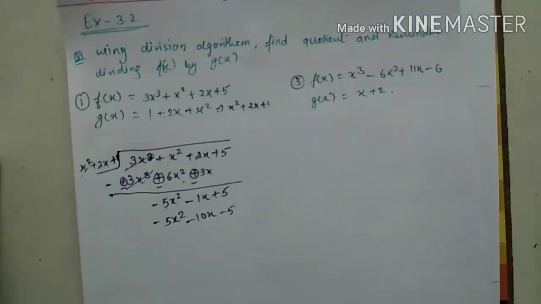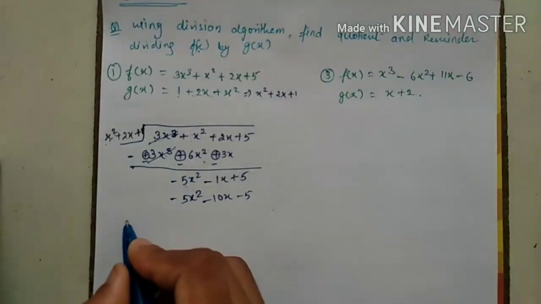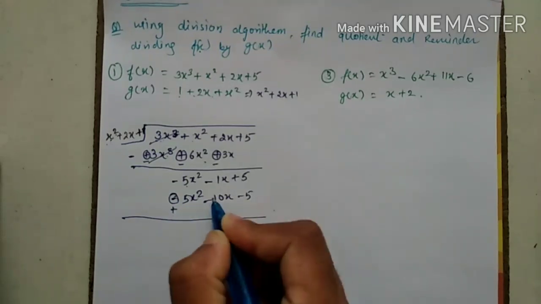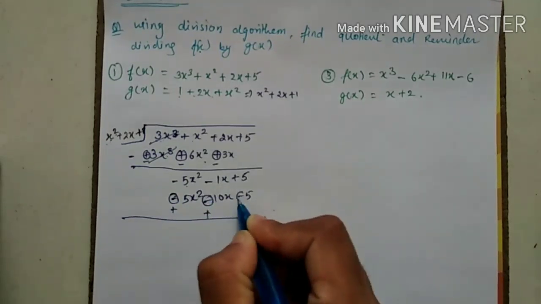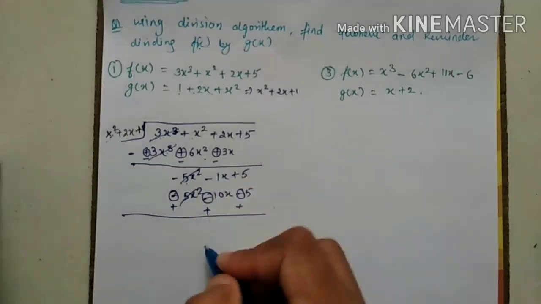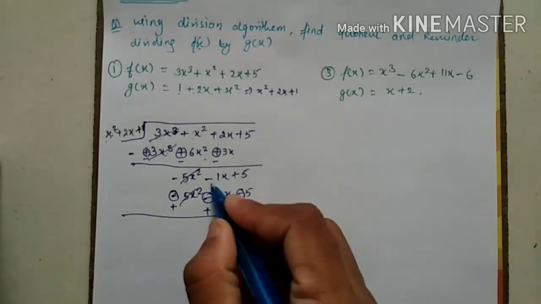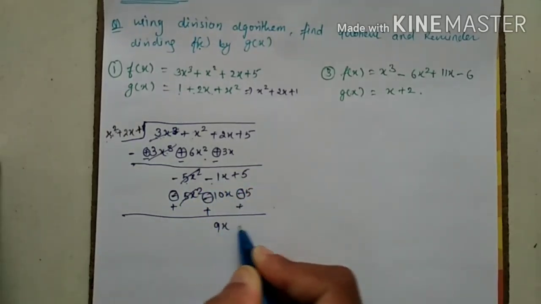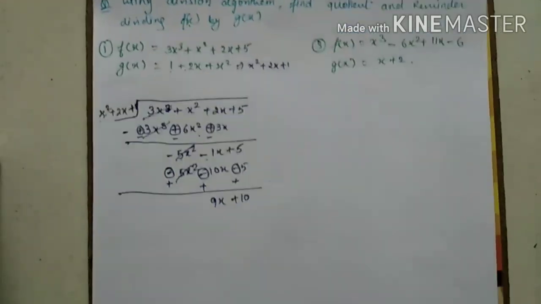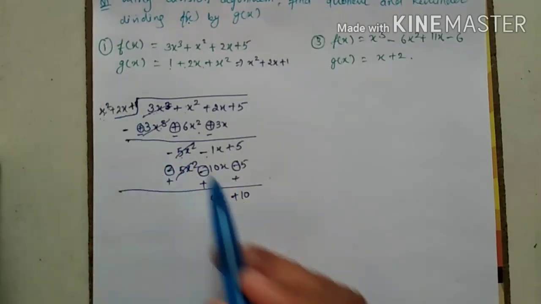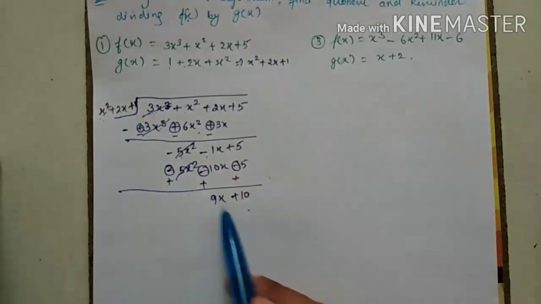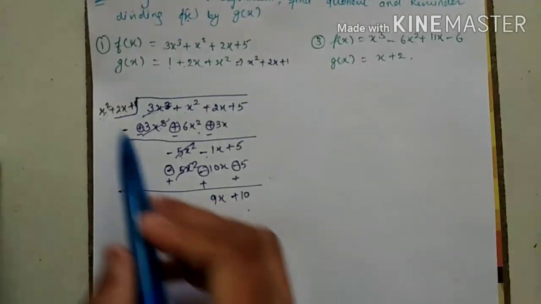Correct or not? Again we have to change the signs. Already I told you. So this negative becomes positive. This negative becomes positive. This negative becomes positive. So negative and positive cancel. What remains? Positive 10x, negative 1x becomes positive 9x. 5 plus 5 is 10. After that, just understand, we have 3 terms and we are getting remainder as 2 terms. We have the highest power x square and here the power is 1. So now it is not possible to divide.